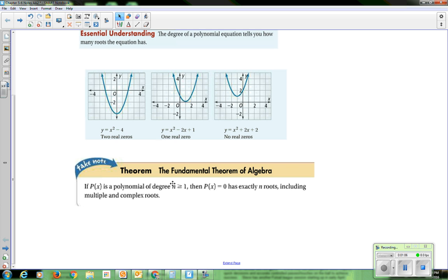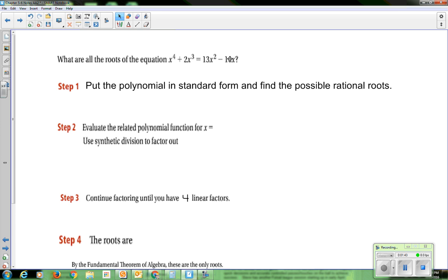So the fundamental theorem of algebra, write this down, says if p of x is a polynomial of degree n greater than or equal to 1, then p of x equals 0 has exactly n roots. So the roots and the degree are the same. Fifth degree, 5 roots, including multiple and complex roots. A degree of 3 means 3 roots. So what this means to you is when we are solving a polynomial equation, we want to find as many roots as the highest degree.